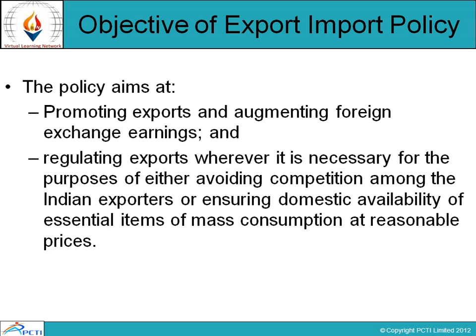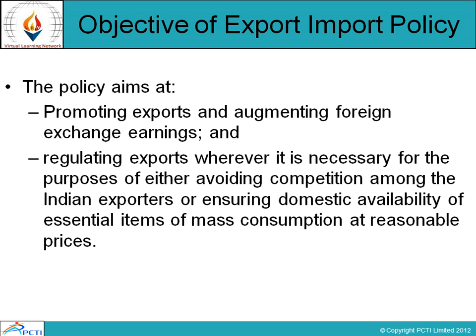And yes, at the same time, another one is regulating the exports wherever it is necessary, for the purpose of either avoiding competition amongst Indian exporters or ensuring the domestic availability of essential items of mass consumption at reasonable prices. In terms of हमारी जितनी भी export होती है उसको regulate करना.